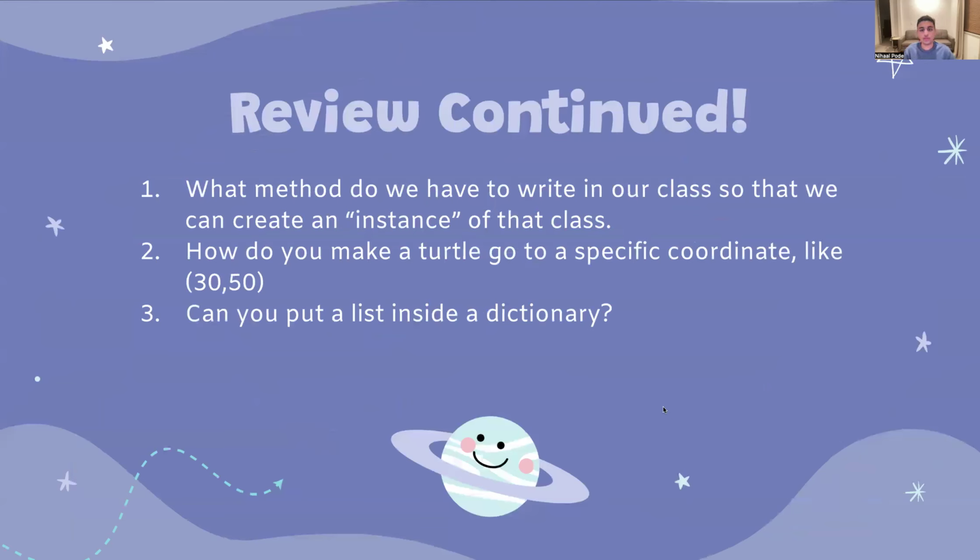What method do we have to write in our class so we can create an instance of that class? Number 2, how do you make a turtle go to a specific coordinate, like 30, 50? And finally, can you put a list inside of a dictionary? Pause the video and think about that for a second. Alright, let's continue.